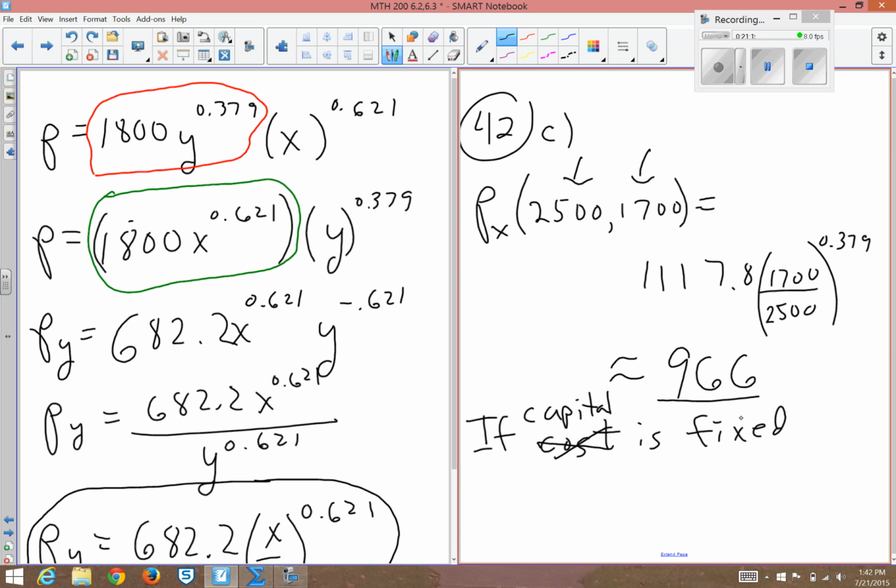If capital is fixed, then marginal production, the P was production, being 966 means a small increase in labor, X was labor, will cause production to increase by about 966. Small or marginal increase in labor, that's what the X was, labor, will cause production to increase by about 966.